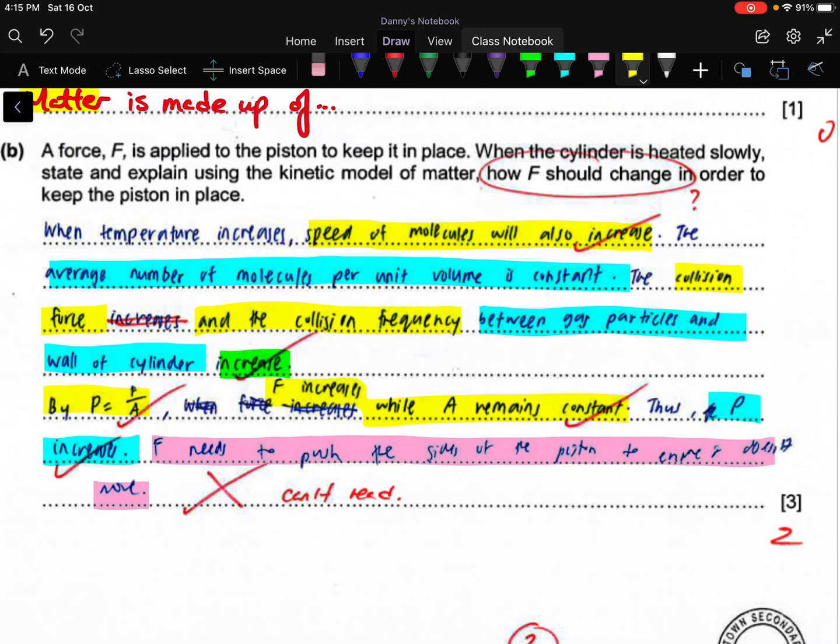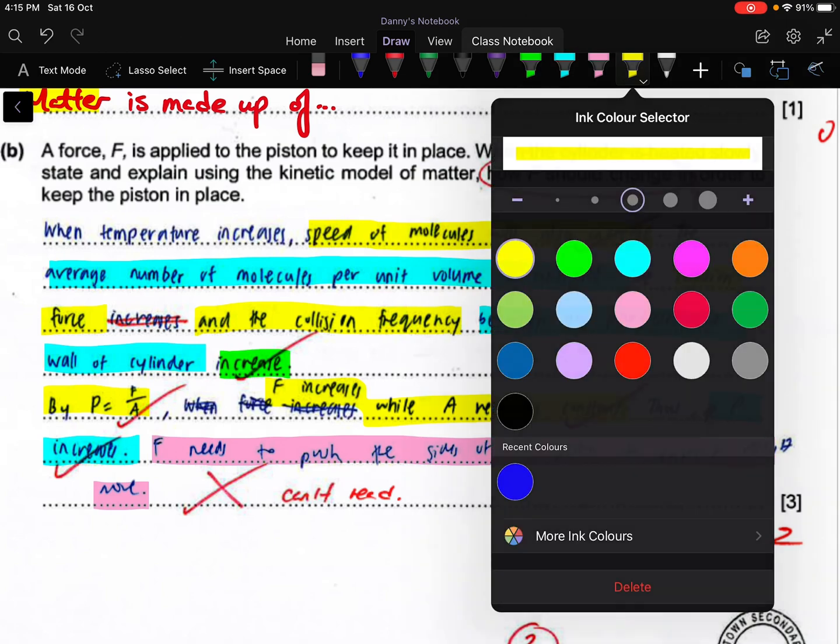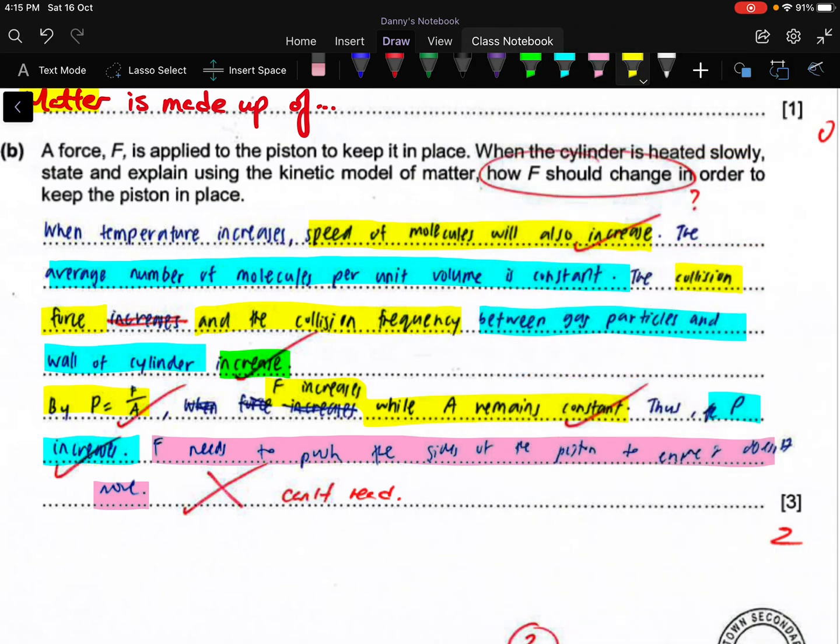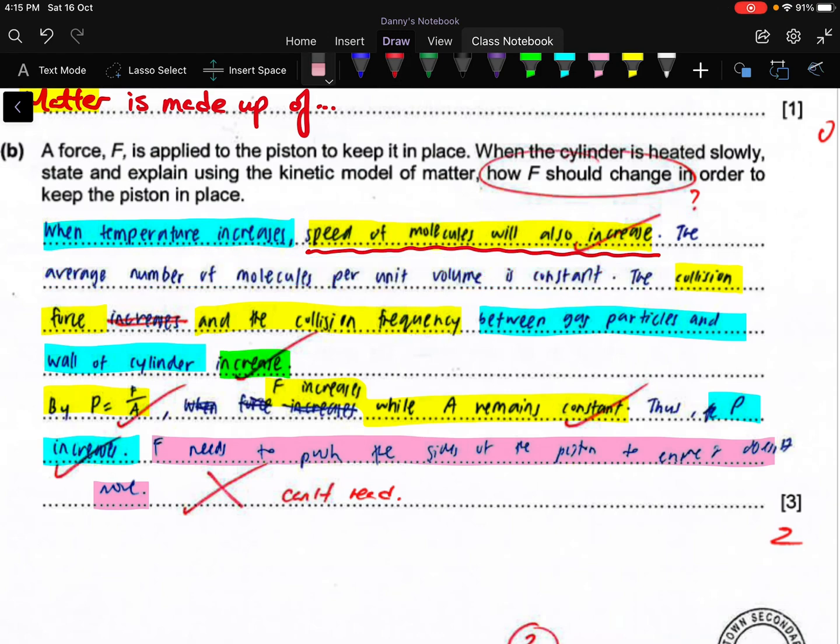So for part B, how should you approach it? Well, in KMM, there are several things you will talk about. For example, you talk about the trigger. So the trigger here is temperature rise. Then after that, you will just say the effect. The speed of the molecules will increase. Actually down here, you don't really need to talk about things that are constant. So in this case, there's no mark for it, but she did it for completeness, and I appreciate it. Okay, so it is correct. Average number of molecules per unit volume is constant.